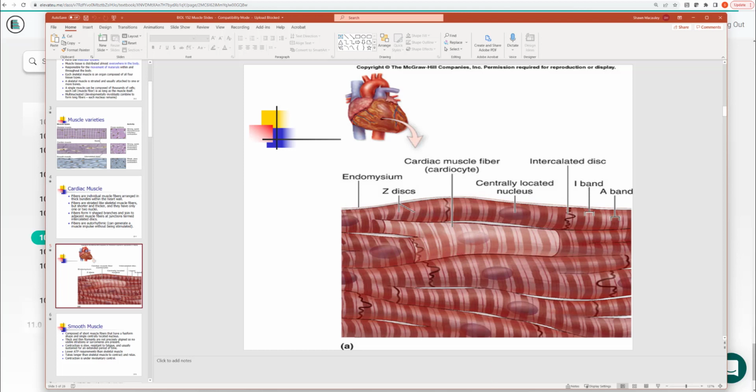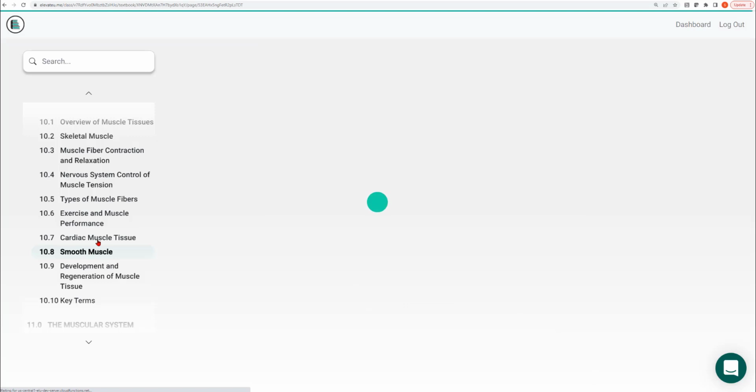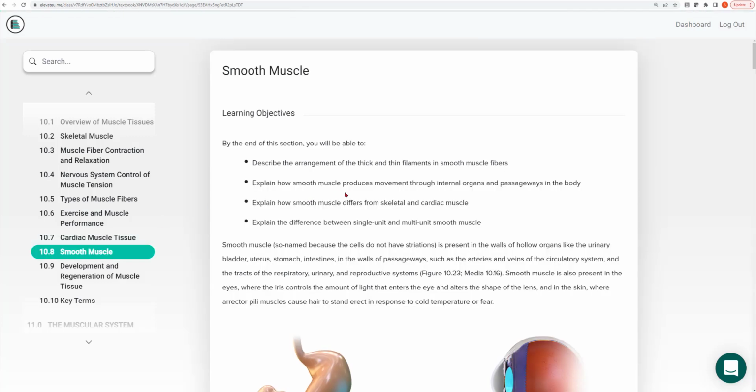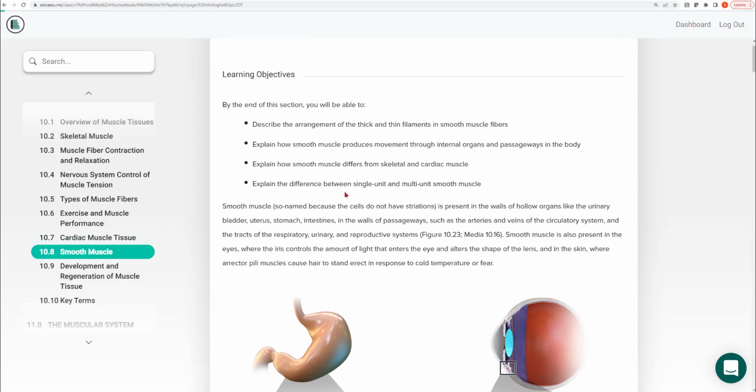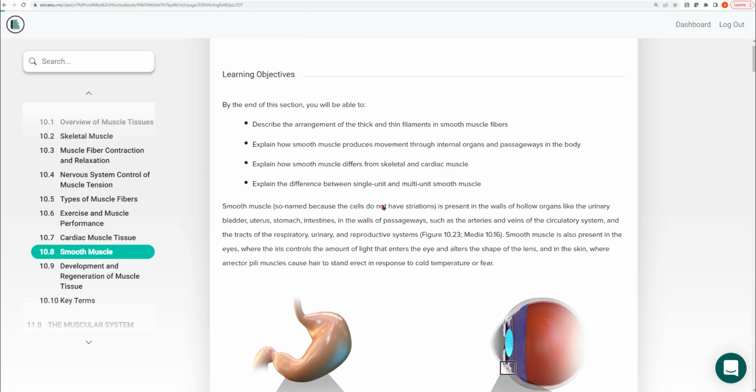Let's finish up with smooth muscle. So we'll go down to smooth muscle 10.8, just a little bit here. So I've already blued out quite a bit of this section. We're not going to go into the physiology of this, but smooth muscle. It is named because there are no striations. Where do we find it?